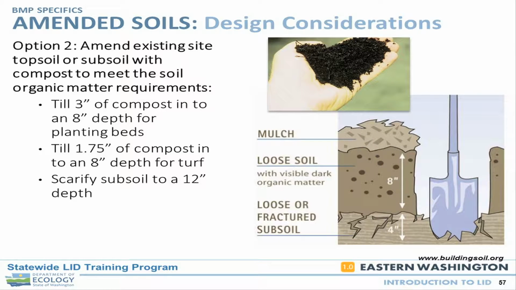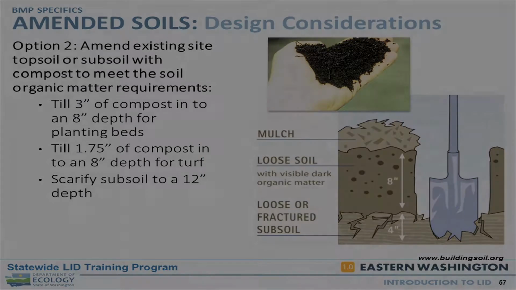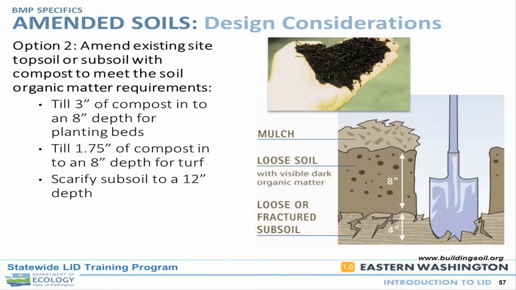If you're going for a turf application, then you're allowed to just use 1.75 inches of compost and till that in. And prior to doing that, you scarify the subsoil to 12 inches of depth. So again, it doesn't have to incorporate the organic matter all the way through there, but that scarification again just expands how much porosity there is and gives the biota that's growing in that medium the ability to kind of extend the depth of that topsoil over time as it matures.